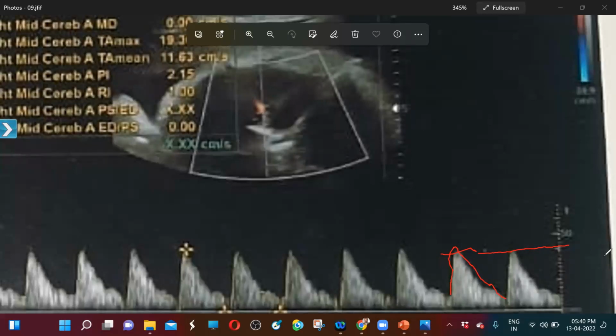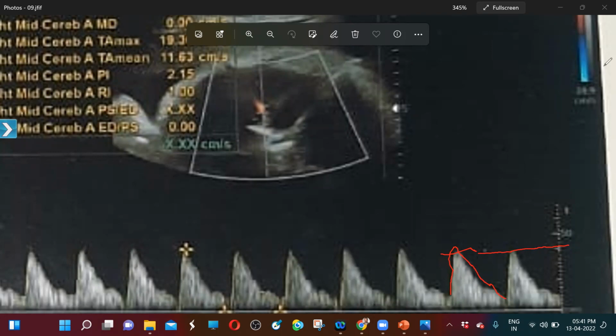So have a look at the scale which is there when you are measuring the flow, see for the peak and correlate it with the scale, and that way you can see the peak systolic velocity. Okay.